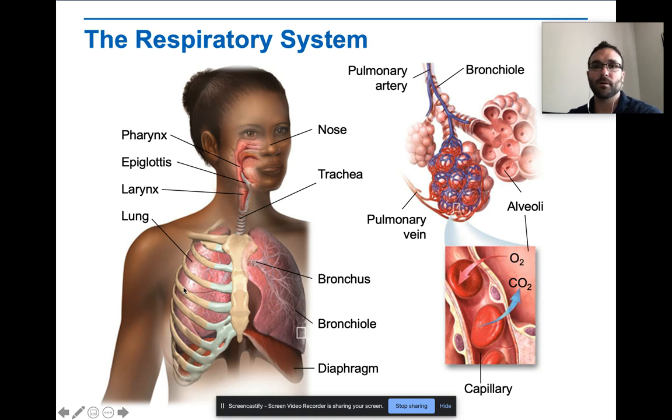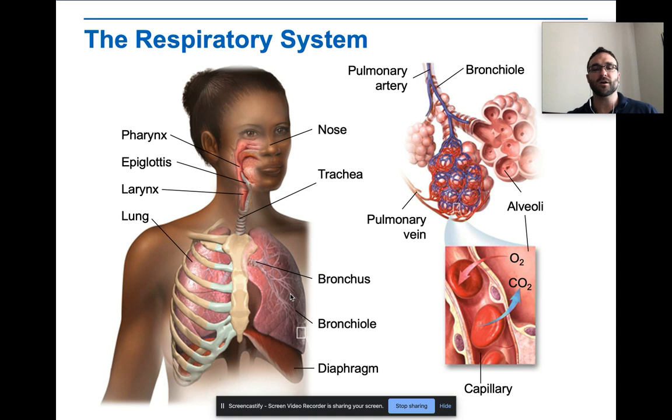Now, what helps pump the lungs? We've got this muscle that sits right underneath the lungs called the diaphragm. Okay, so this muscle right here, the diaphragm, is involved in contracting. So when it contracts, it gets really small and it allows the lungs to fill up. And then when the muscle relaxes, it gets wider and you get to exhale.